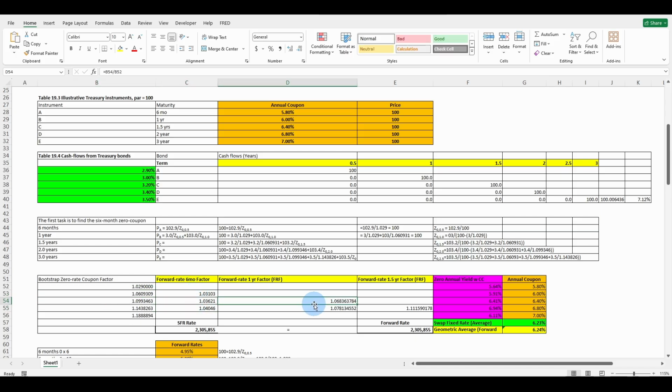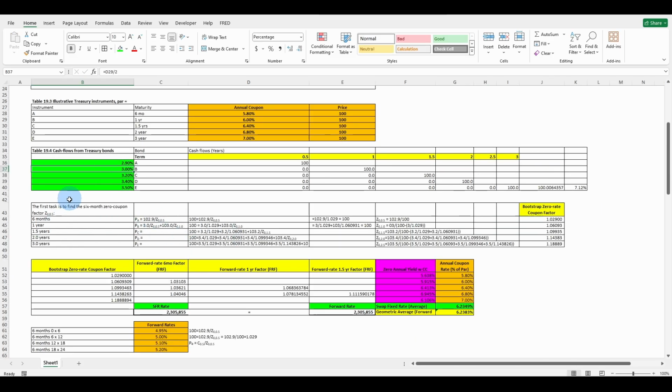Here we have B54 divided by B52. So we have this divided by this. So now we have the forward rate 1 year factor. And then we have the forward rate 1.5 year factor. Then we have annual yield, continuous compounding.